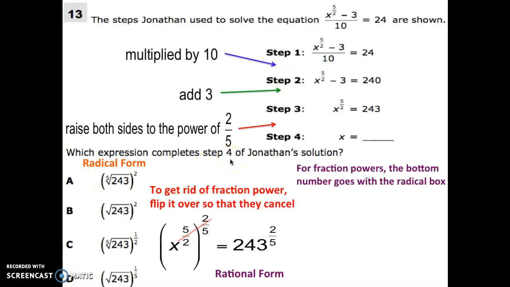The way to change from the fraction powers is you take the bottom number of the fraction and it goes with the radical box. So that 5 is going to be right here as part of the radical box. And the top of the fraction, the 2, can either go outside the radical box or it could even go here attached to the 243. But the most important thing is that the 5 has to be embedded in the radical box right here, wedged in there. So the correct answer is A.